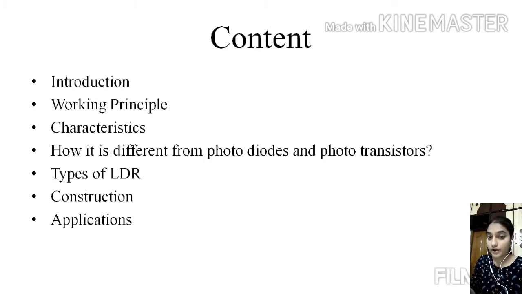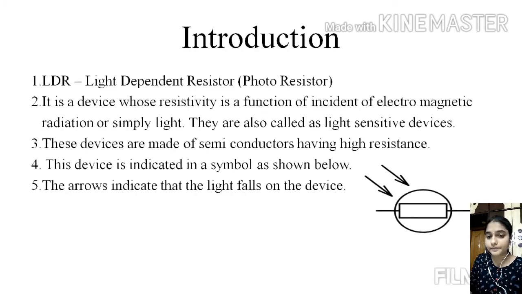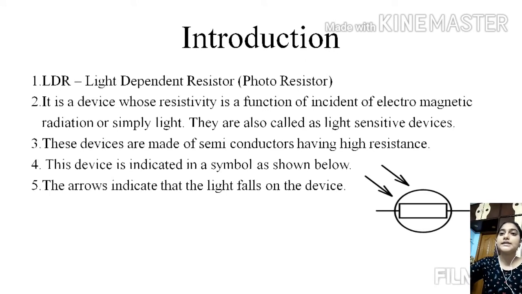Now moving to the introduction of the sensor. Here we go guys. LDR means light dependent resistor, which is also called a photoresistor. LDR is a device whose resistivity is a function of incident electromagnetic radiation, or simply light. This is also called a light sensitive device.